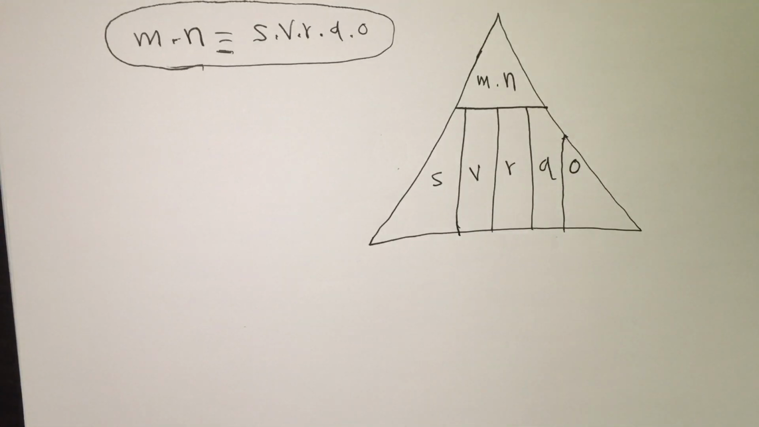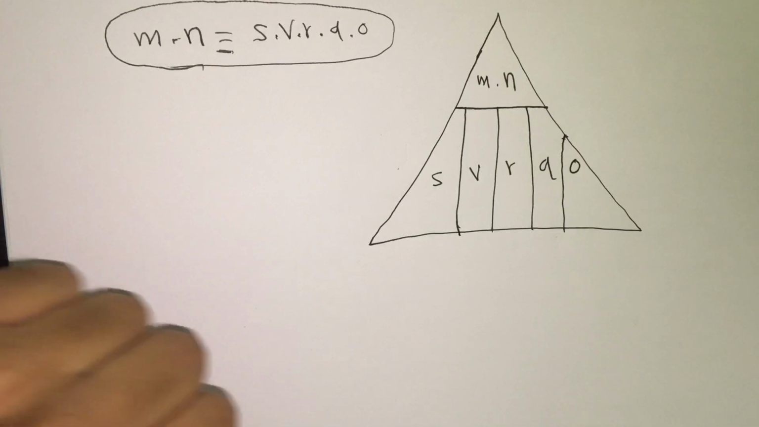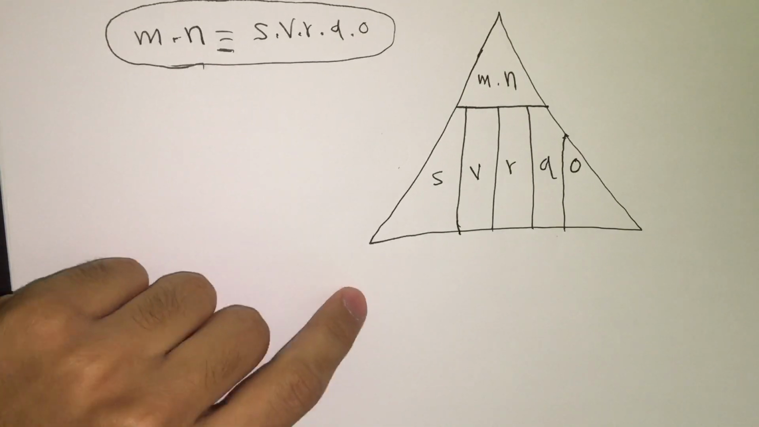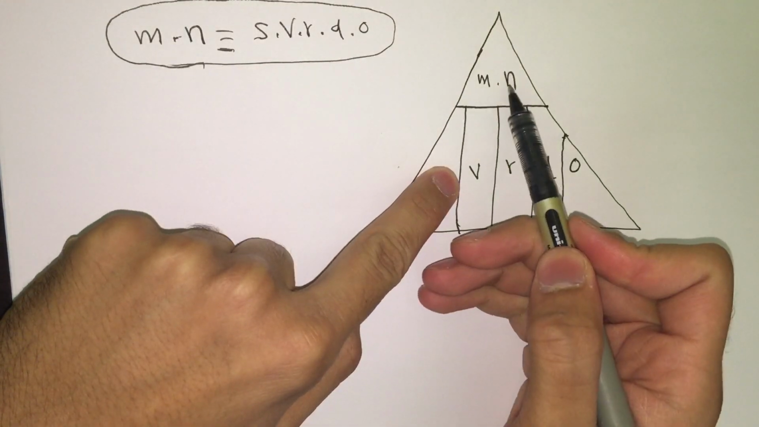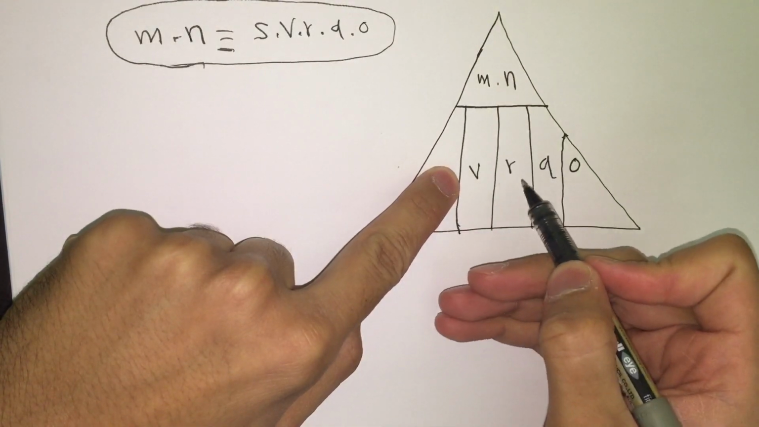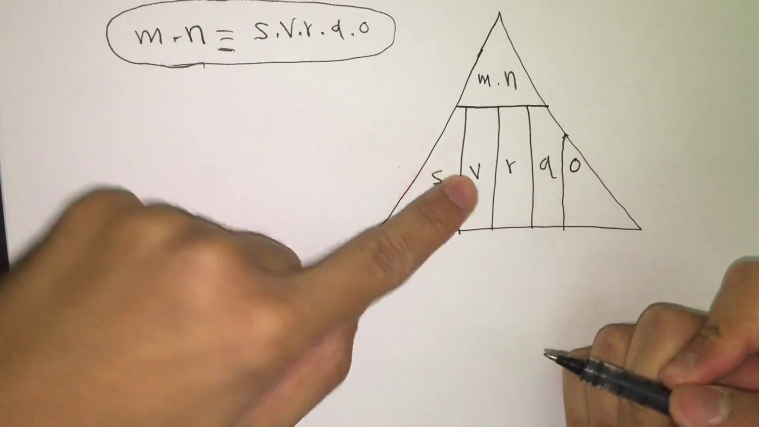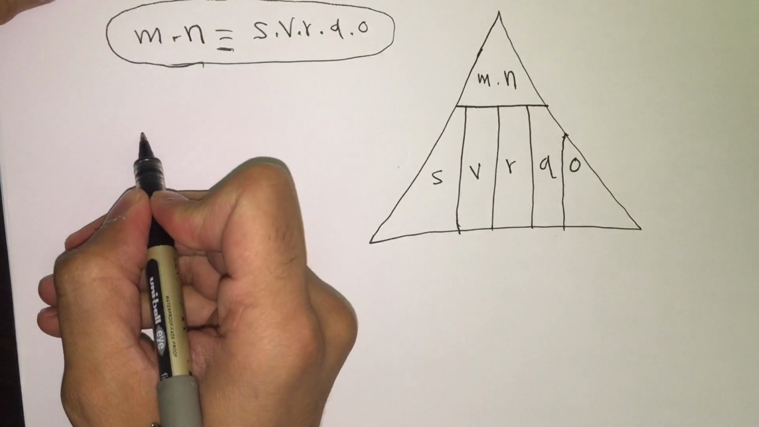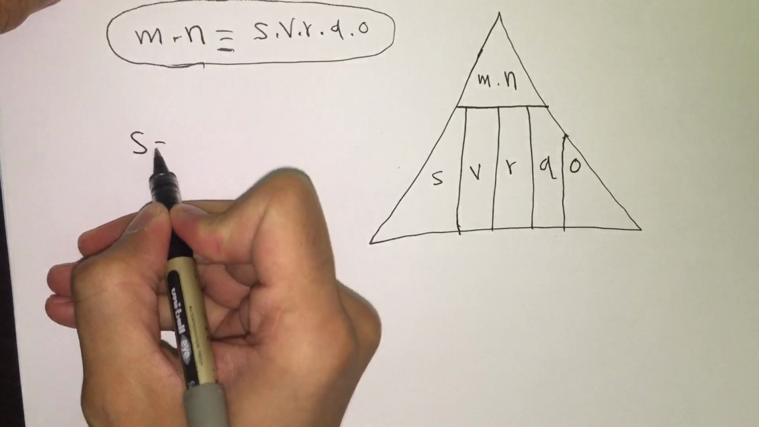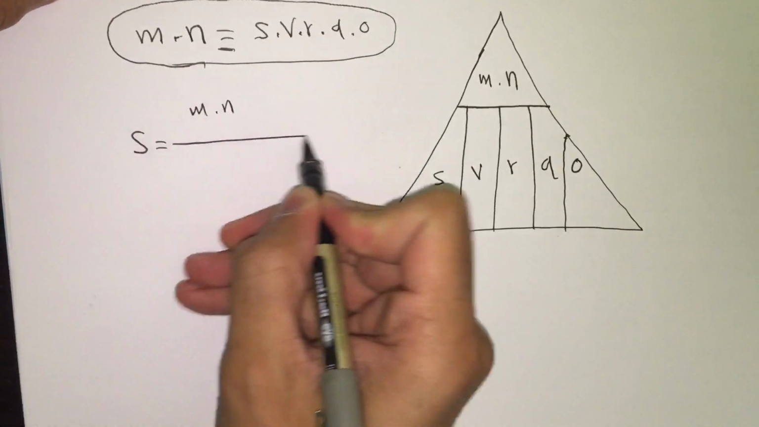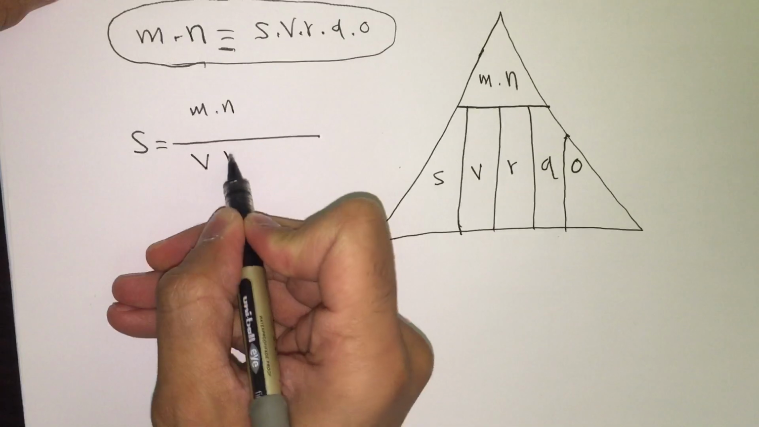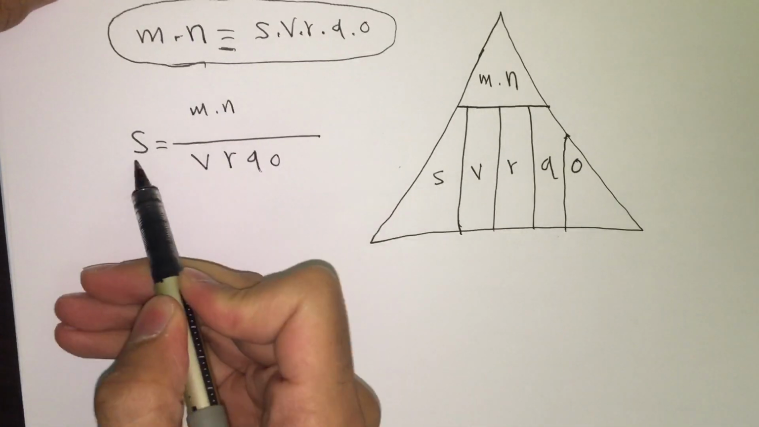So what do we do? Well, we do the same thing that we learned before. Let's say we want to find the value of s. We just cover the s, and we're left with m times n divided by v times r times q times o. And this is how you find the s. You can see that it is basically the same idea: m n divided by v r q o.